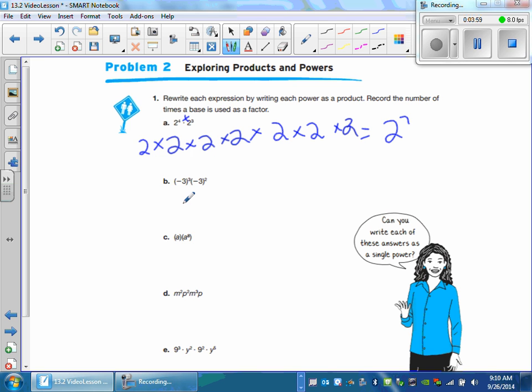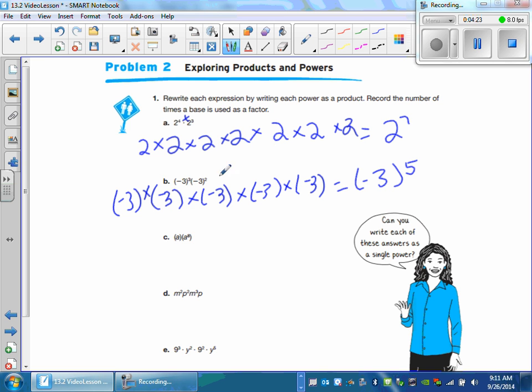Let's try it again with negative 3. We are going to take negative 3 and multiply that 3 different times. I then need to add on those last 2. And if I count them all up, I have 1, 2, 3, 4, 5, or I have negative 3 to the 5th power. And again, the same case here. If you take 3 plus 2, you get 5. Go ahead and try the rest of these with your group, and then when you're ready, press play, and I'll have all the answers up for you so that you can check them.